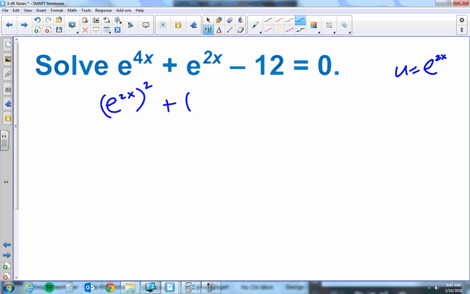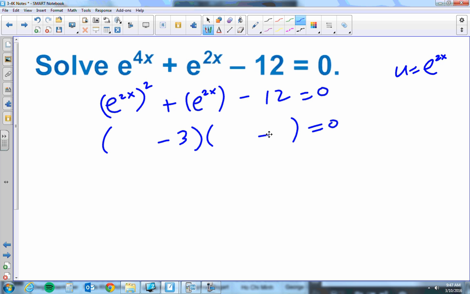Anyway, this time, I'm not going to do the actual substitution. You don't have to. As soon as you see how it's laid out, you can just do the factoring. If you get a -12, you can use a -3 and a +4, right? And I'm just going to put e to the power 2x in both places. You don't have to use u, it just can help. And then set each one equal to 0 and solve.